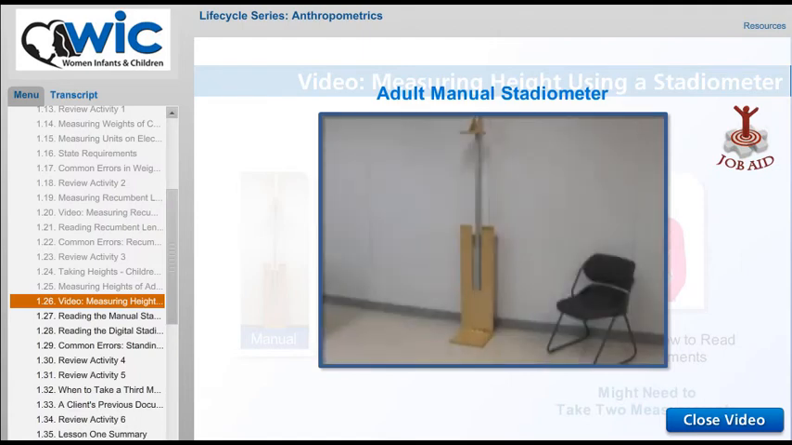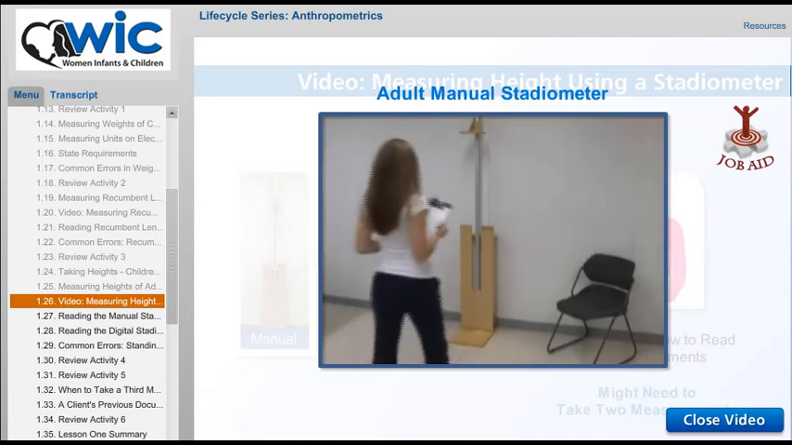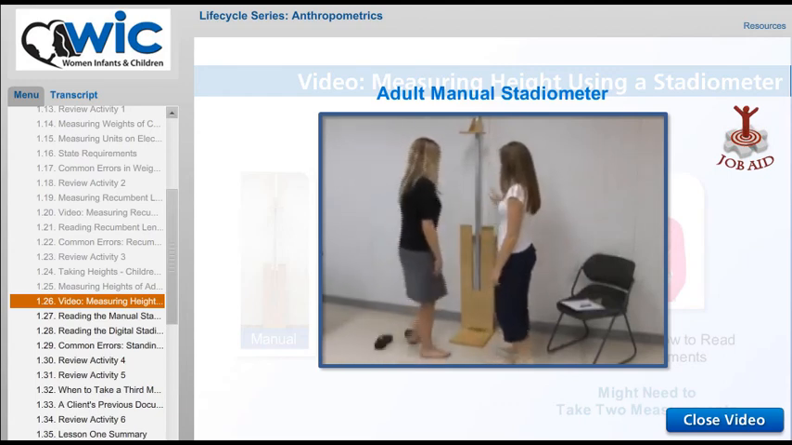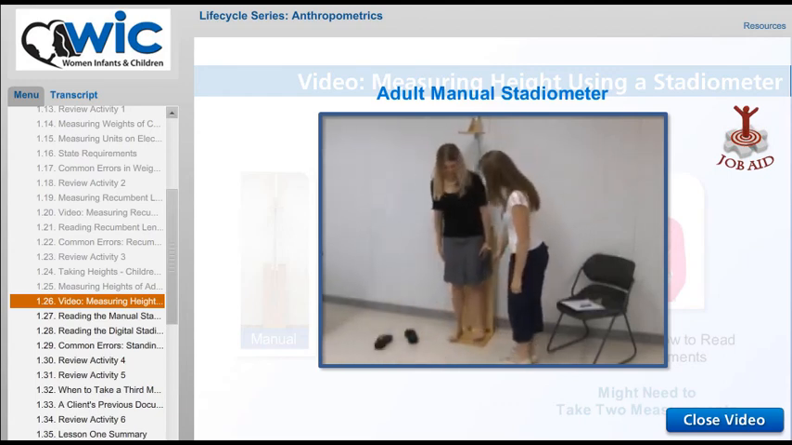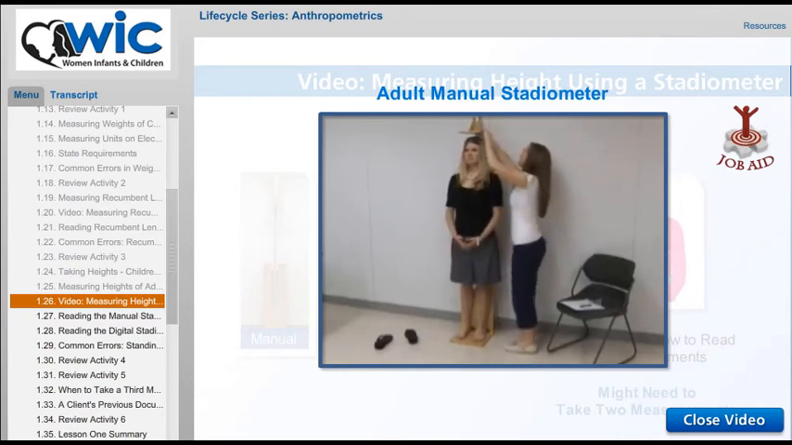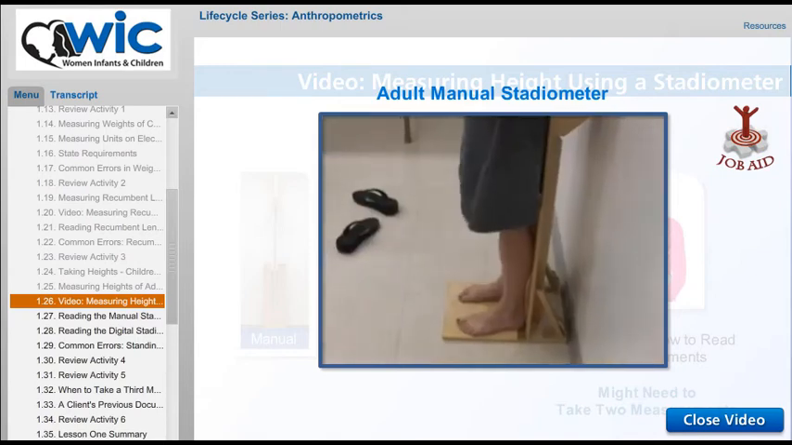In this video, we'll be measuring the height of an adult using a manual stadiometer. Before measuring, have the client take off her shoes and any heavy clothing she might be wearing. Since the headboard needs to rest flat against the client's head, make sure anything like hair clips or hats are removed. Some hairstyles, like braids, can also prevent the headboard from resting flat and can cause an inaccurate measurement. Under these circumstances, have the client do her best to flatten her hair. If the client is unable to do so, record it in the chart.